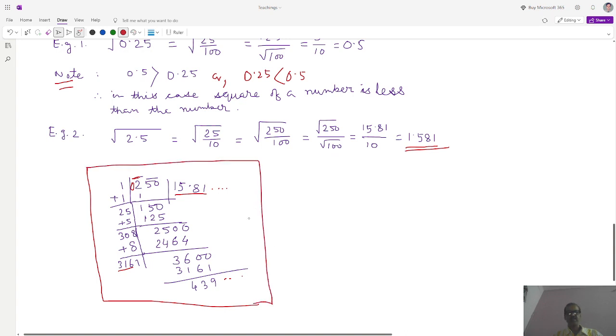It is a universal method. It is applicable for finding out any square root.